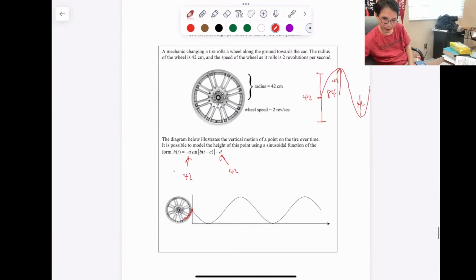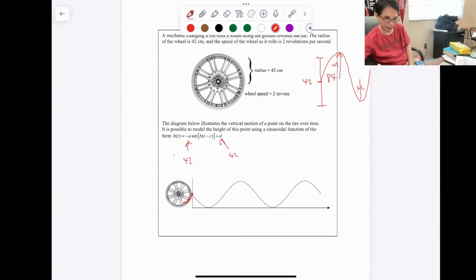Now, so we have this. C is probably going to be at 0 because we start at a midline and it's going 0. So the hardest thing is to figure out B. Now, 2 revolutions per second.